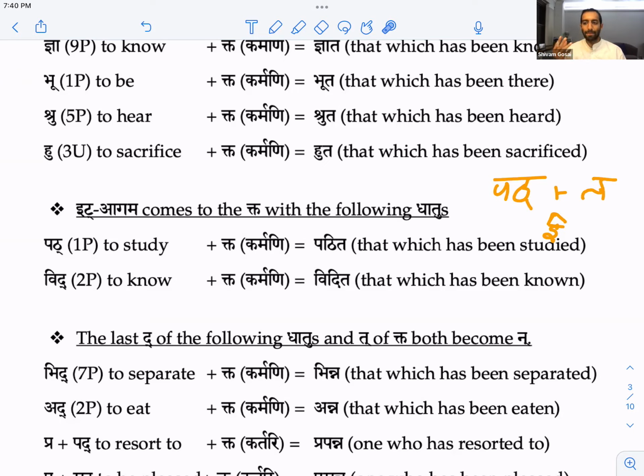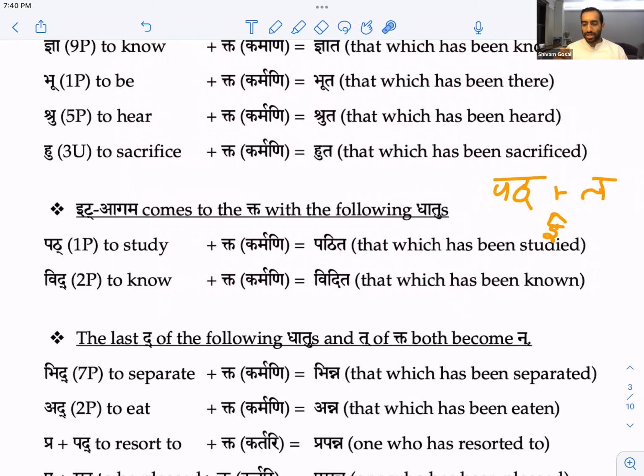Why is it for pat and vid? Yeah, there's no real rhyme or reason. These two, most likely there's a sutra that tells these two get an it agama. So some words, you'll see this going forward, we get this e addition. There are rules for that. That's beyond our context here.